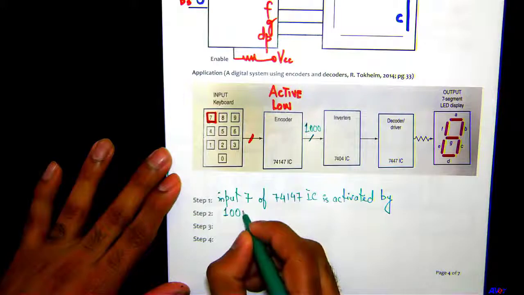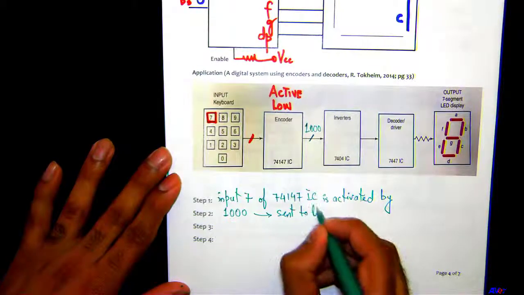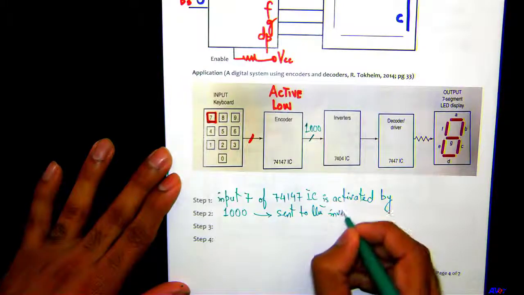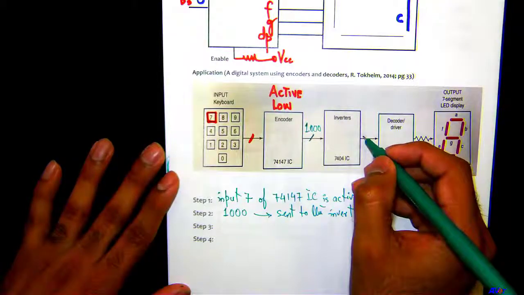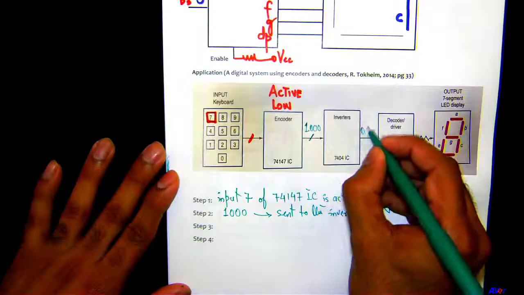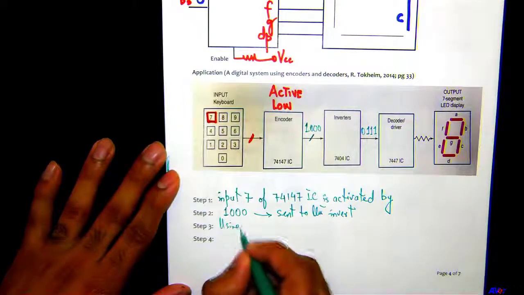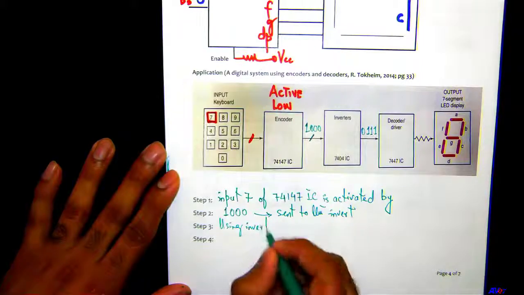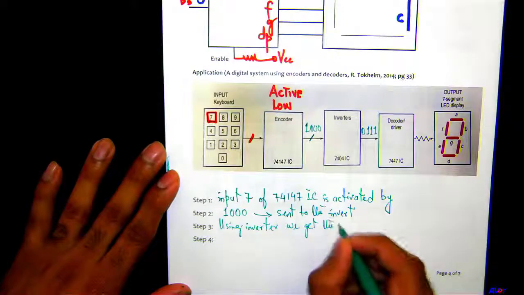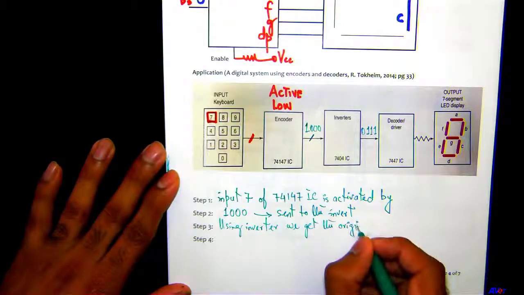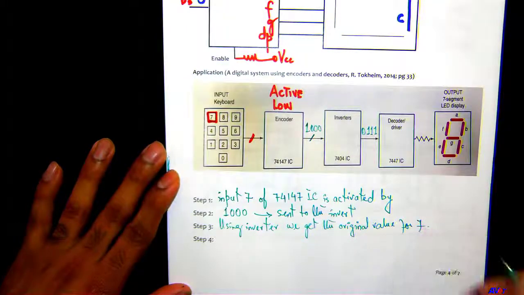1000 is then sent to the inverter. So what would be the output of the inverter? 0111, right? So using the inverter, we get the original value for 7. Okay, all right.